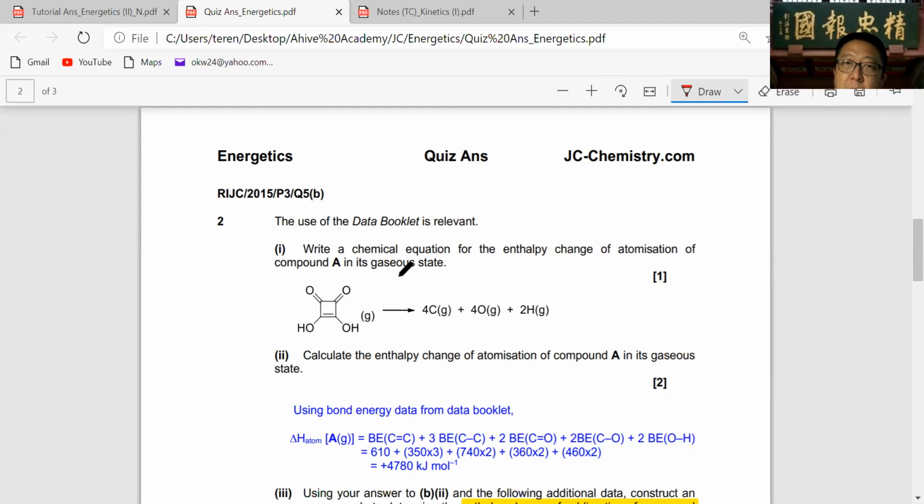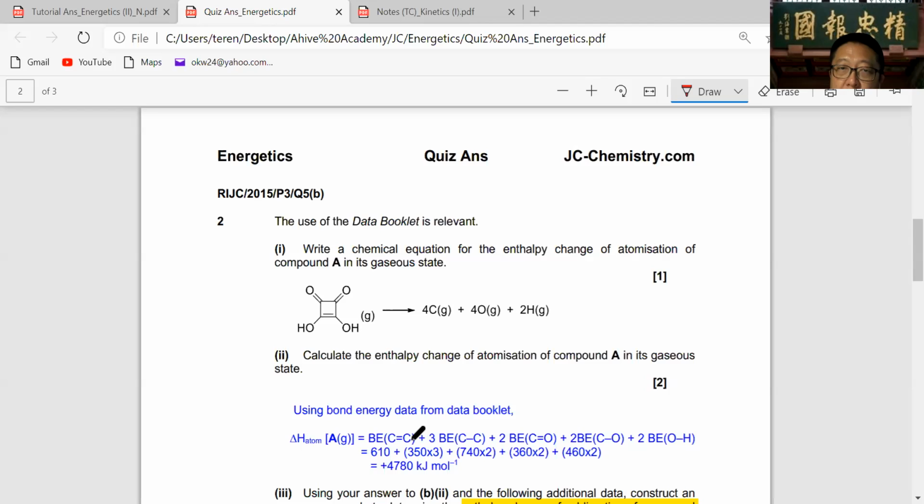Okay, so let's take a look. Write a chemical equation first. This is the chemical equation given. After that, you are asked to calculate the enthalpy change of atomisation of compound A. This is compound A over here. It is in gaseous state, so it will take the atomisation, which is your bond energy. You can pick out the bonds for yourself. If you cannot see, then you have to expand the whole thing out.